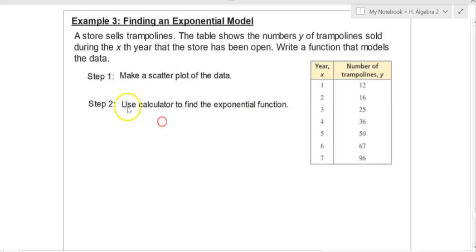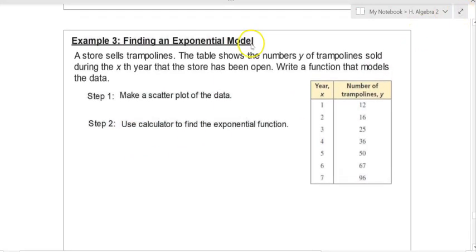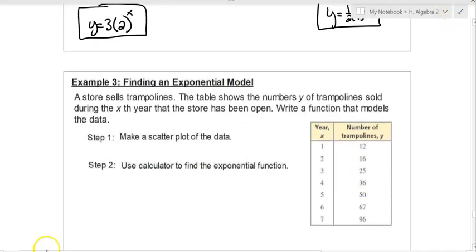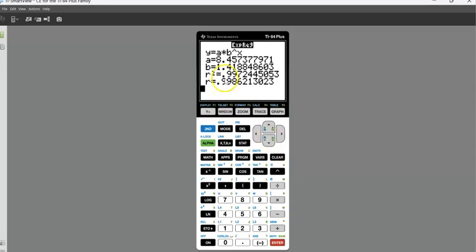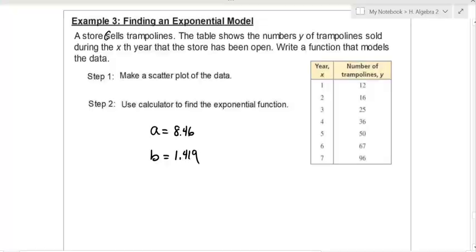All right, so remember that my A value was 8.46 and my B value was 1.419. And keep in mind at the top of my graphing calculator, it says A times B to the X, so it shows me the format. So my equation is going to be Y equals 8.46 times 1.419 to the X.